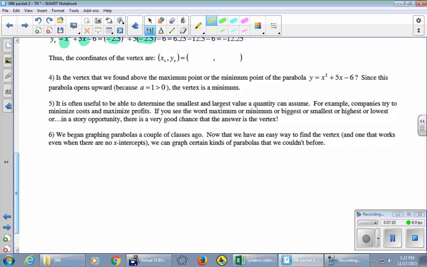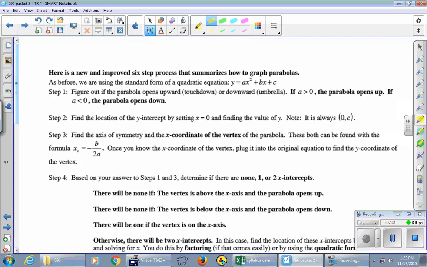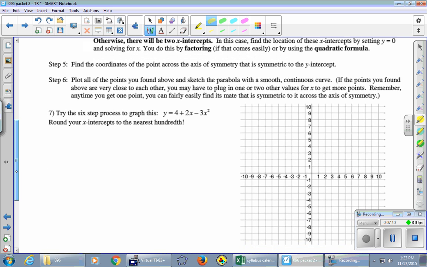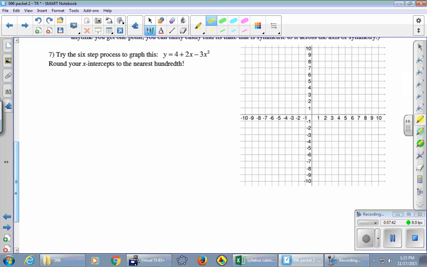Okay, number 6, we began graphing parabolas a couple of classes ago. Now that we have an easy way to find the vertex and one that works even when there are no x-intercepts, we can graph certain kinds of parabolas we couldn't before. So the last one in our demo is here on the next page. A new and improved 6-step process summarizing how to graph parabolas. Let's see if we can run through this process down here in 7.